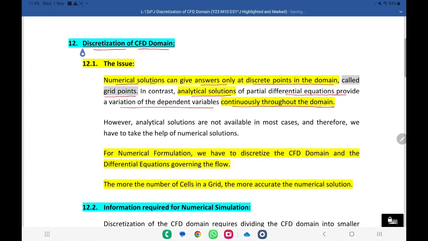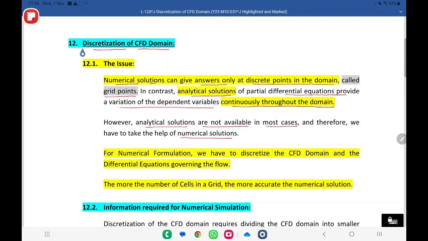Okay, but now the thing is, however, analytical solutions are not available in most of the cases. They are rare. So therefore we have to go for numerical solutions. We are bound to. We have discussed this, because numerical solutions are not our first choice.